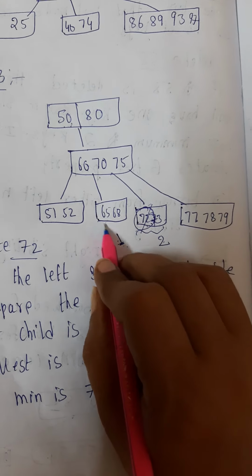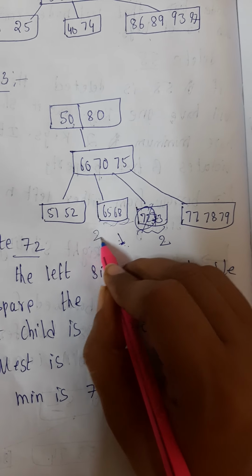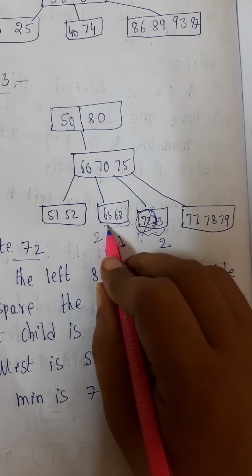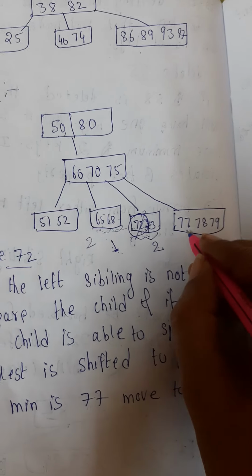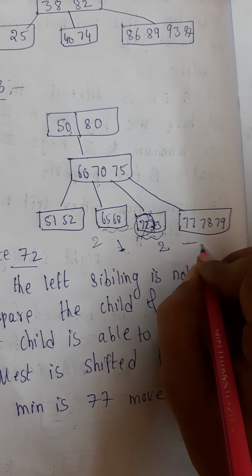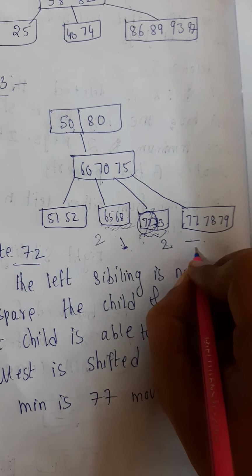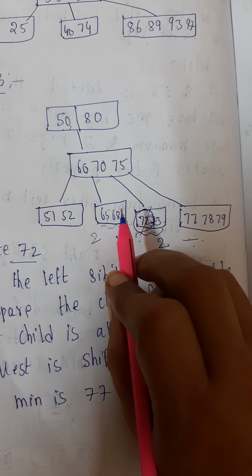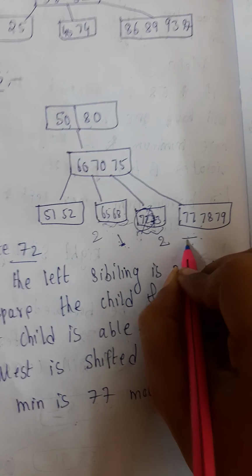Now, if you want to borrow from the left sibling, how many keys do you have in the left? We have 2. So it is having the minimum. So we cannot borrow from the left sibling. Now what is the other option you have? The other option is we have to borrow from the right sibling now. So now let us see how to borrow from the right sibling. When you are checking with the left sibling, check with the maximum. When you are checking with the right sibling, check with the minimum.